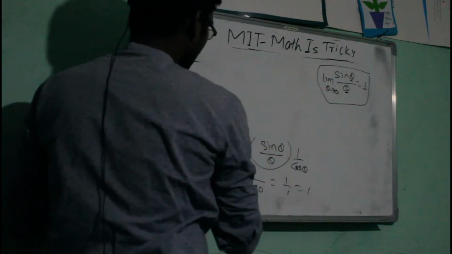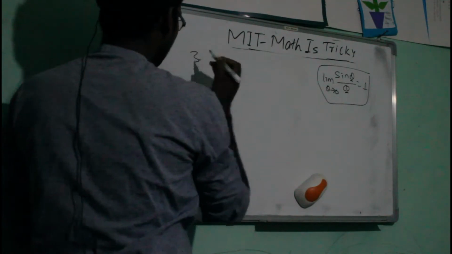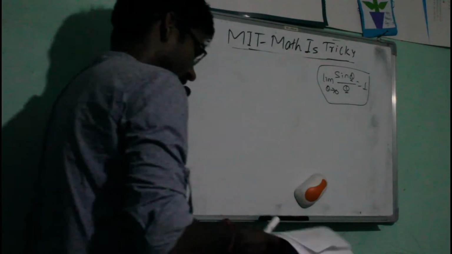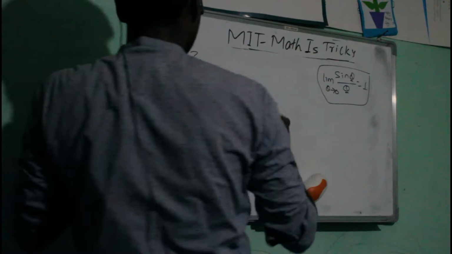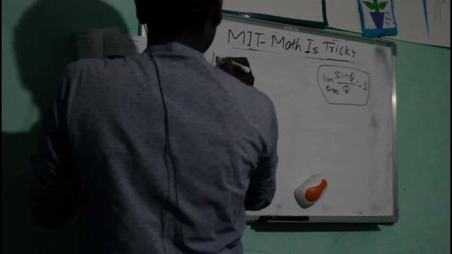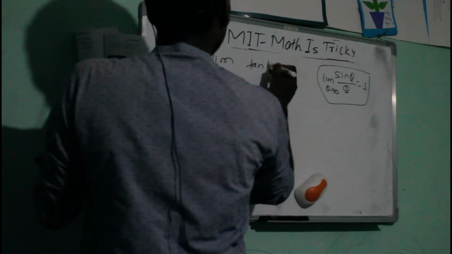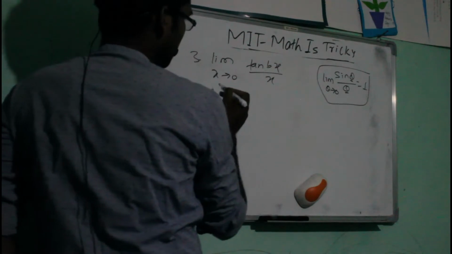So let me take another problem for you. Let's see question number 3 and then solve it for you. I'm writing another question here: limit x tends to 0 of tan bx by x. I have just solved one problem like this.